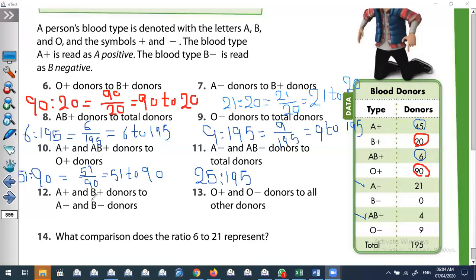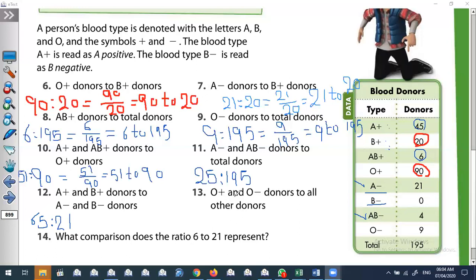A positive and B positive together. 45 and 20, they are 65. What about the second term? A negative and B negative. A negative 21, B negative 0, together 21. And we can write it as a fraction and letters.